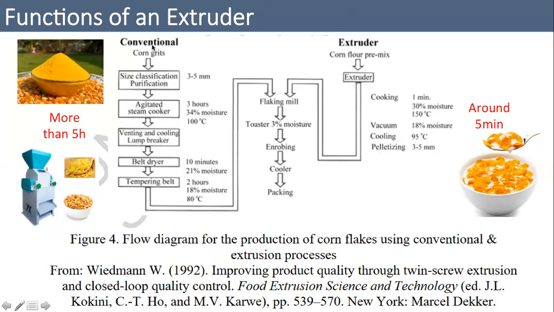You can get flakes. When we follow the conventional method, first you have to get corn grits, then size classification and purification, agitated steam cooker, then venting and cooking, lump breaker, another step, belt dryer, drying technique, temperature belt, again a drying step, right? Here we have to wait for 3 hours, 10 minutes, again 2 hours, altogether more than 5 hours, to get the same flakes here.